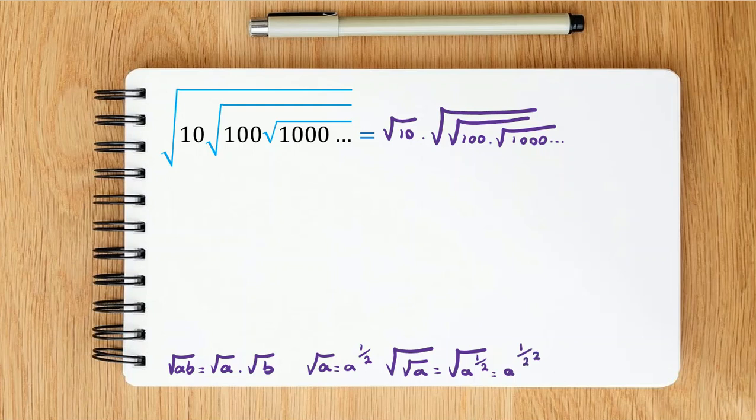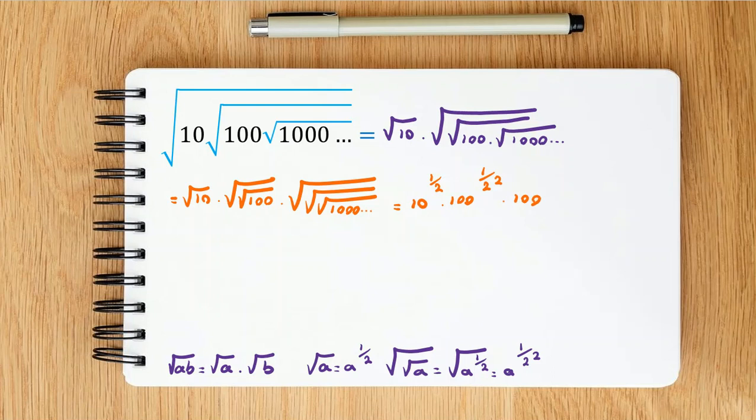So, if we continue like this, the first one is the square root of 10. The next one is square root of 100 times square root of 1000 and so on. So the first one is 10 to the power of 1 over 2. The next one is 100 to the power of 1 over 2 squared. The next one similarly will be 1000 to the power of 1 over 2 cubed and so on.